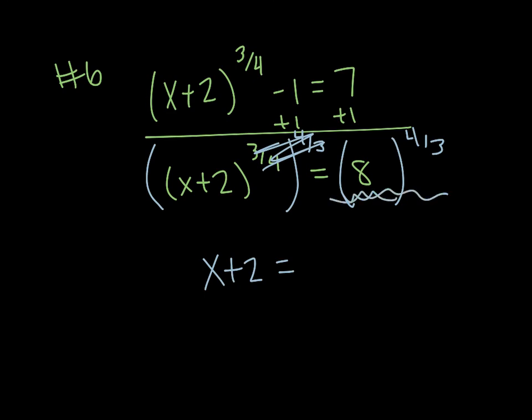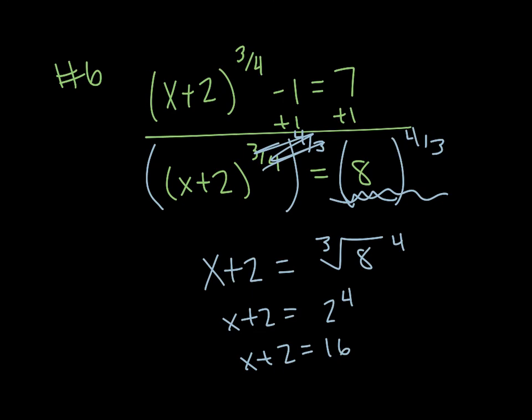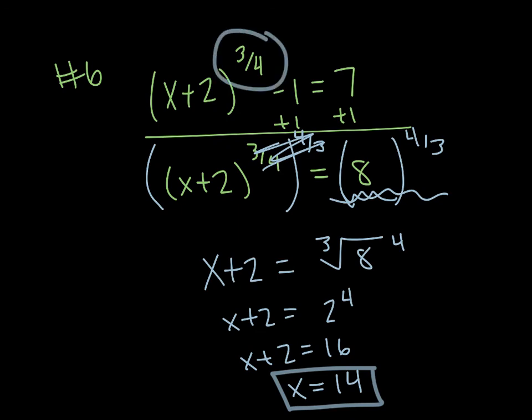Now on the right-hand side, I'm going to rewrite that as a radical. So I'm going to rewrite this as the cube root of 8 to the 4th. So what is the cube root of 8? 2. 2 to the 4th power is 16. Subtract the 2 over and get x equals 14. So that's it. To undo that weird power that's a fraction, multiply it by the reciprocal. Raise it to the power that's the reciprocal of the exponent you currently have.